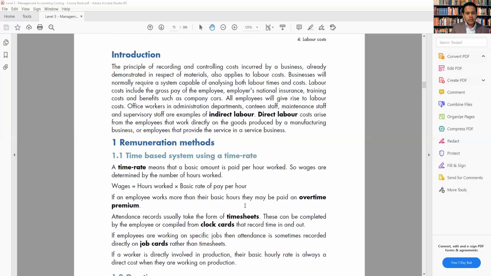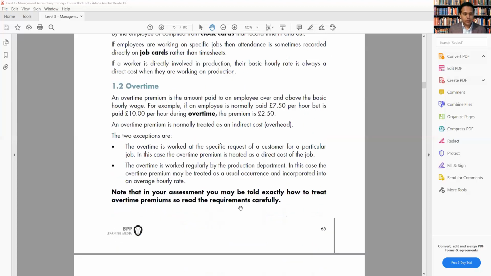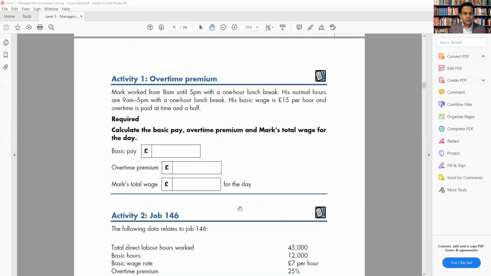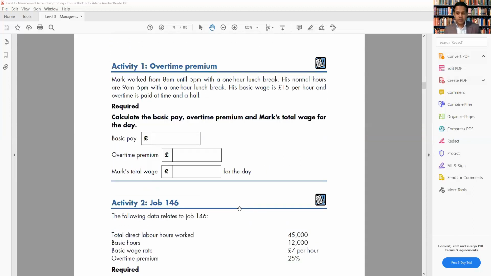All right, let's move on. Let's have a look at some examples. Let's try the first activity before we go to the break. Let's take a look at activity one, and let's try everyone. Let's see if we can do it or not.